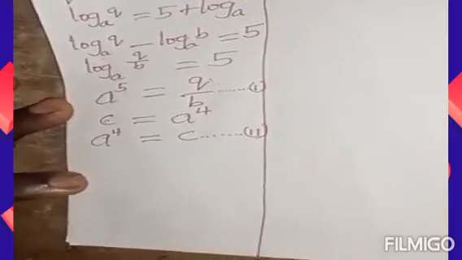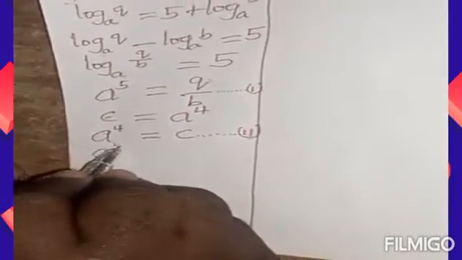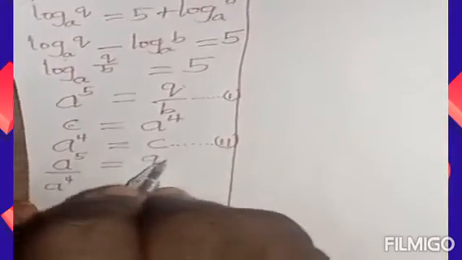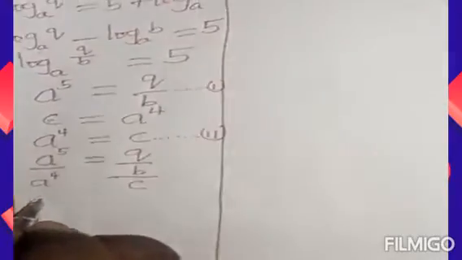Then the next step, for us to be able to link q, a, b, and c, I will divide equation 1 by equation 2. Equation 1 by equation 2. And that will be equal to a raised to power 5 divided by a raised to power 4 is equal to q over b over c. Now, a raised to power 5 over a raised to power 4, according to law of indices, is equal to a raised to power 5 minus 4. You are going to subtract the powers because they have the same base.